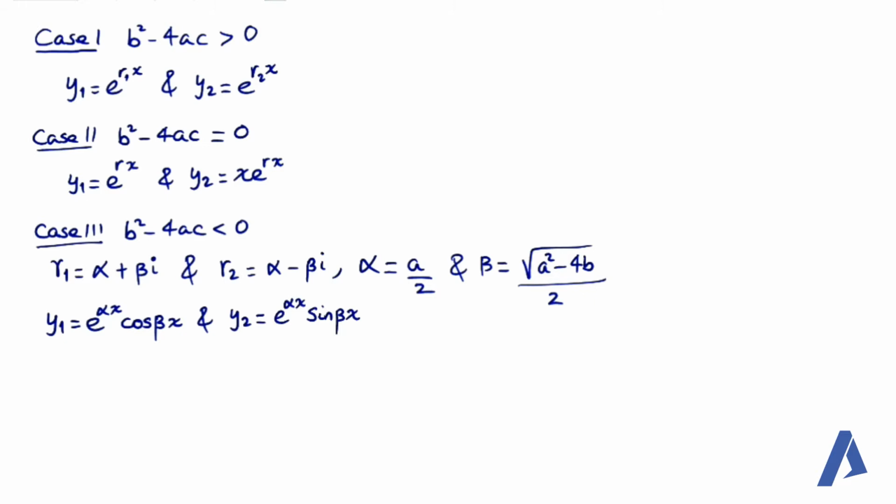Then y1 becomes e the power of r1x and y2 becomes e the power of r2x. Then taking the linear combination of these two we can find the complementary solution of the differential equation.